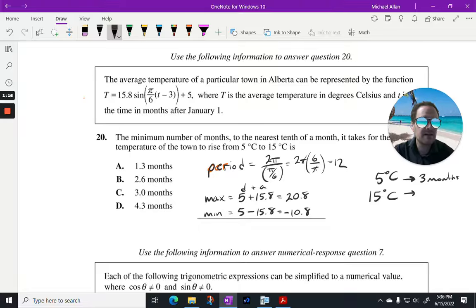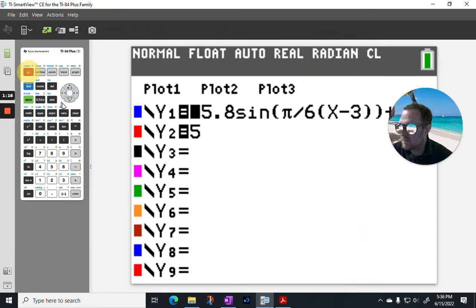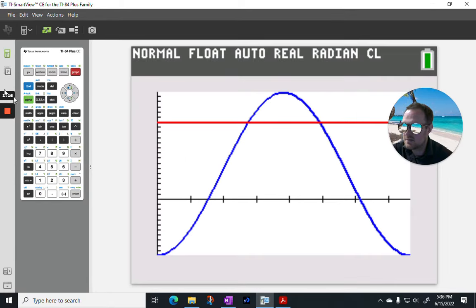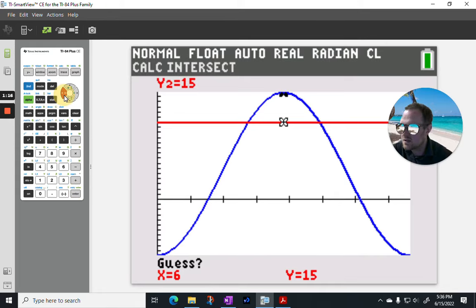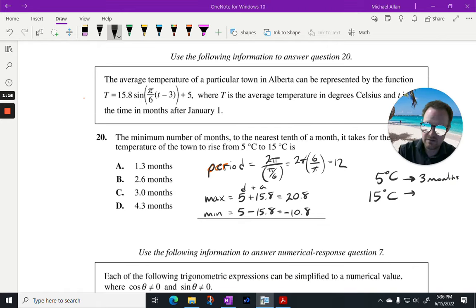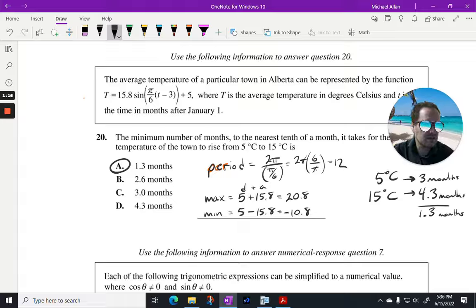So let's go back here. I can just change this to 15. Now the line's a little bit higher. Go second trace, intersect, enter, enter. I probably should guess over here somewhere. 4.3 months. Okay, so I'll put that over here. 4.3 months. So these are all off the graph here. The difference between the two is 1.3 months. So it'd be A.